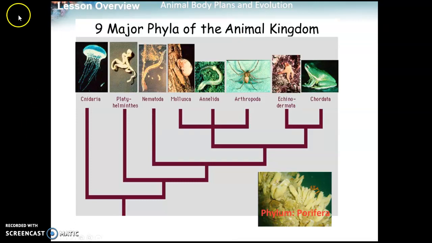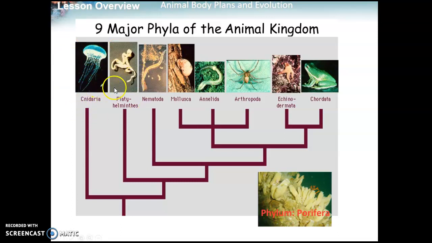So the animal kingdom is divided into 9 major phyla. Phyla is plural for phylum. So a phylum is a category that comes after a kingdom. So the animal kingdom gets divided into phyla or phylums. And so these are the 9 major phyla we're going to study this week.